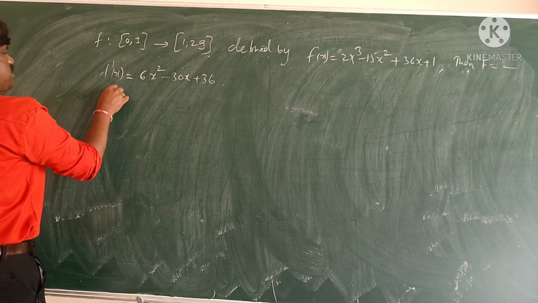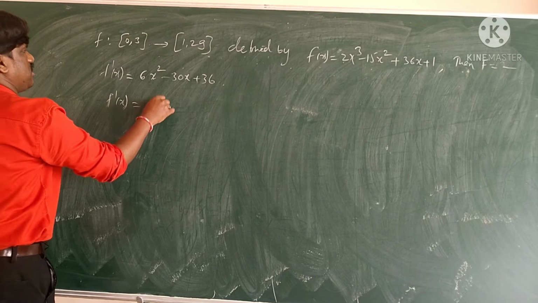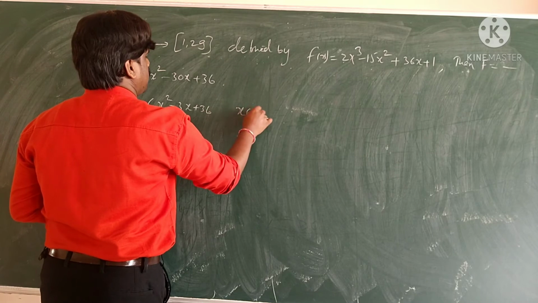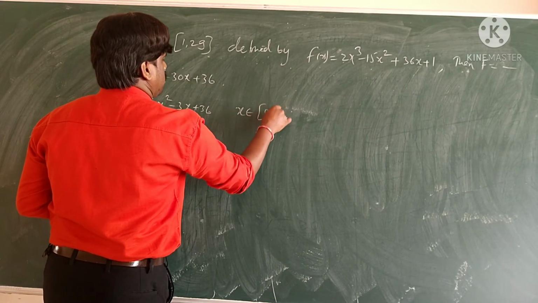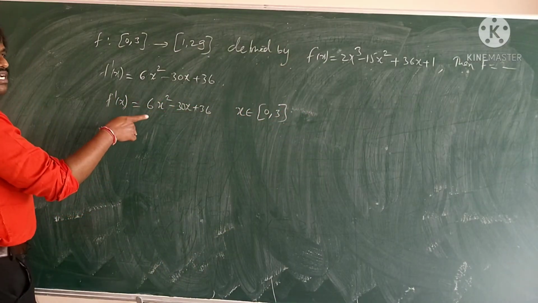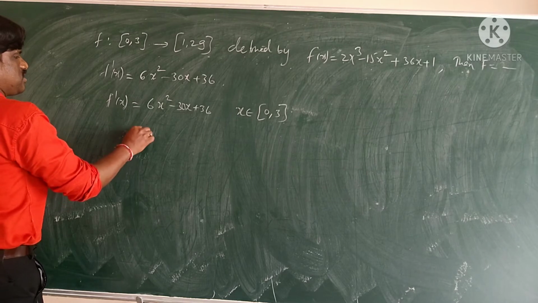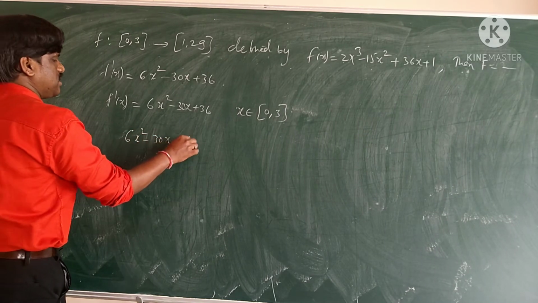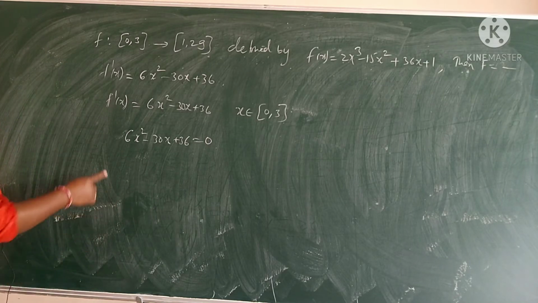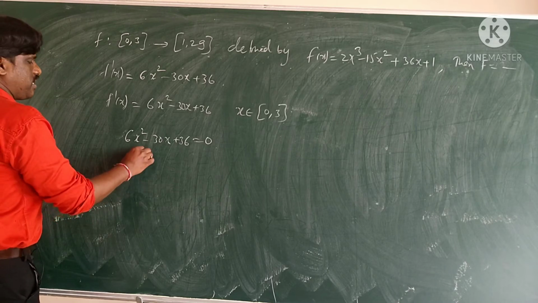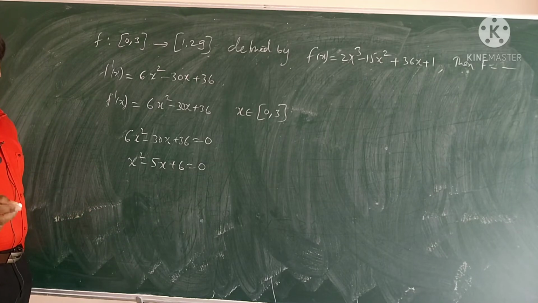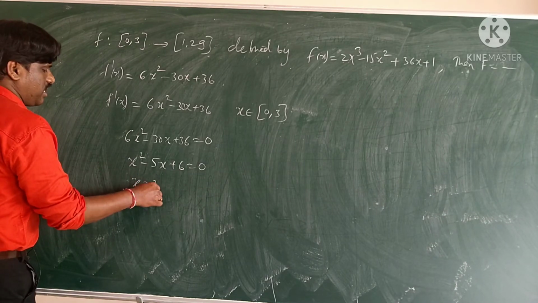Okay, f dash of x, I got this one. Now I have to see the domain. What is the domain I have? Domain is what here? Tell me fast. 0 to 3. Okay. See here f dash of x, you have to find it. So 6x square minus 30x plus 36, take it equal to 0. If there are factors, then 0 only. So divide by 6: x square minus 5x plus 6 equal to 0. What are the factors for this? x equal to 3 comma 2. So you are getting x is equal to 3 comma 2.